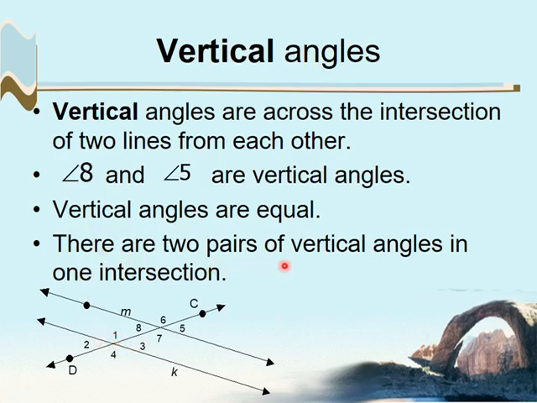There are two pairs of vertical angles in one intersection. Two pairs mean four angles: 5 and 8, 6 and 7. This is one intersection.